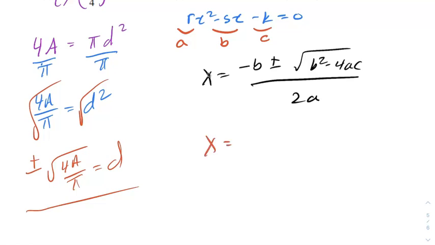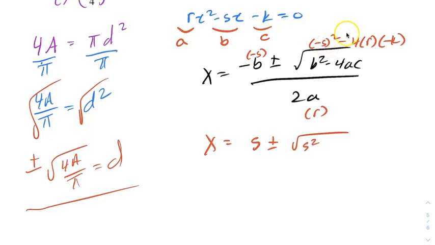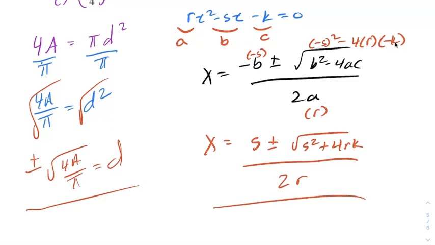So t equals negative b, and negative s is my b. So this is negative s squared minus 4 times a, which is r, times c, which is negative k. And my 2a here is 2r. So we simplify a little bit. Double negative cancels, so I just get s, plus or minus the square root of negative s squared, which is just s squared. Now watch out here. Negative 4 times negative k is positive. So you have plus 4rk, or kr, all over 2r. And that's it. You can't really do anything else with that. Stop there, and we are done.